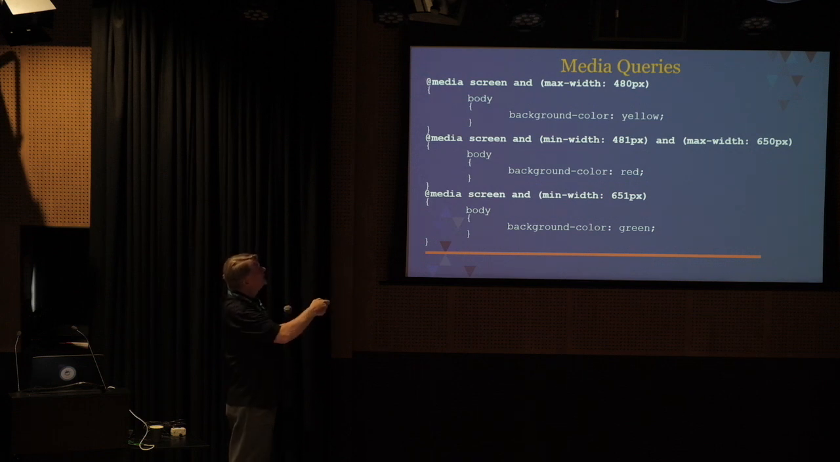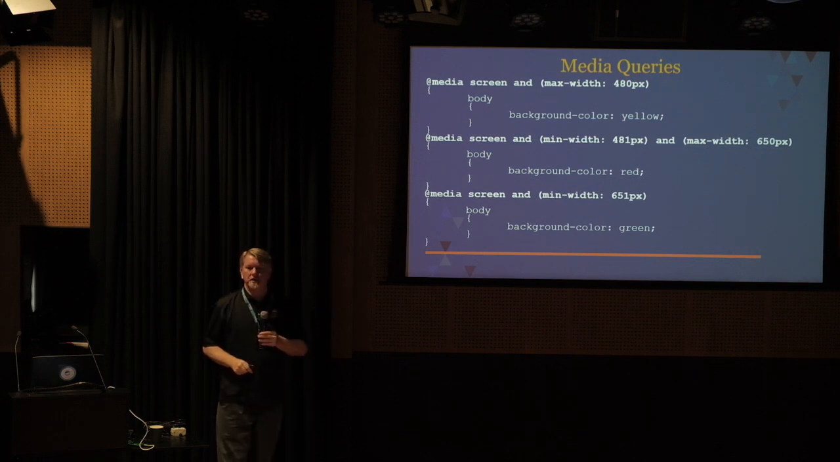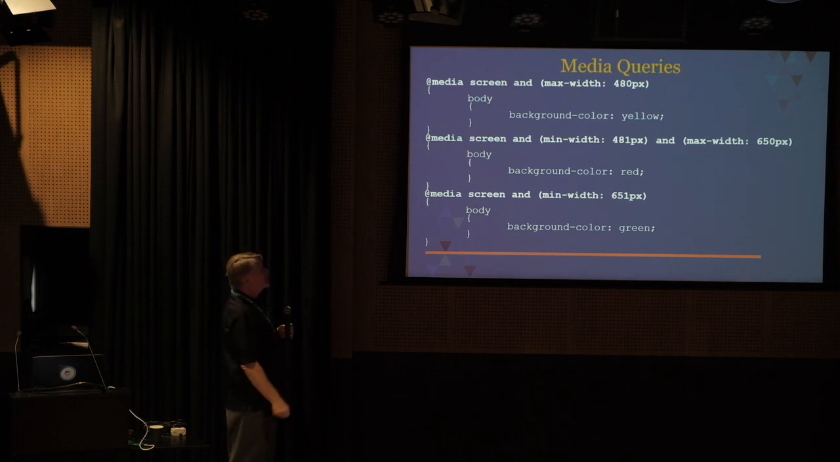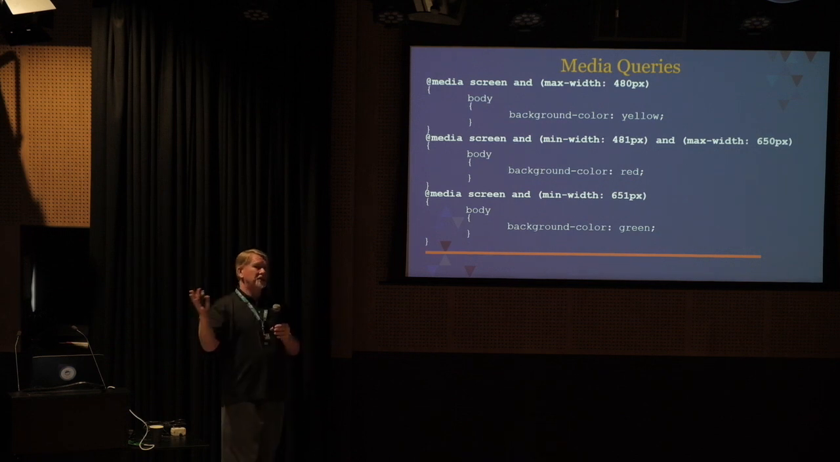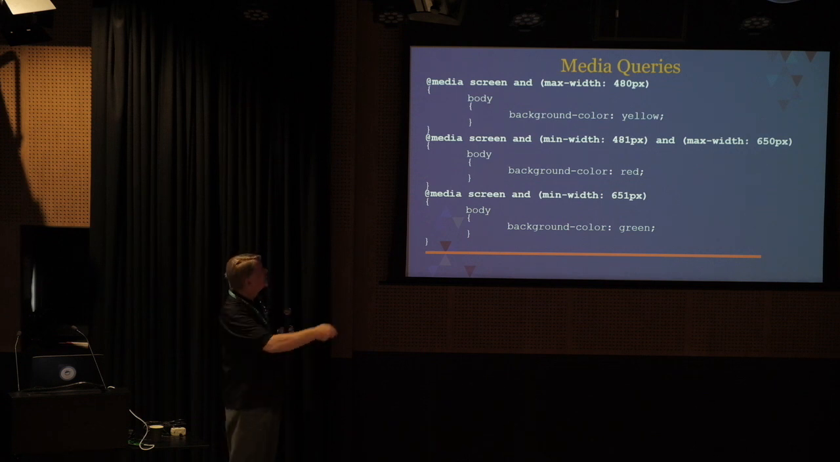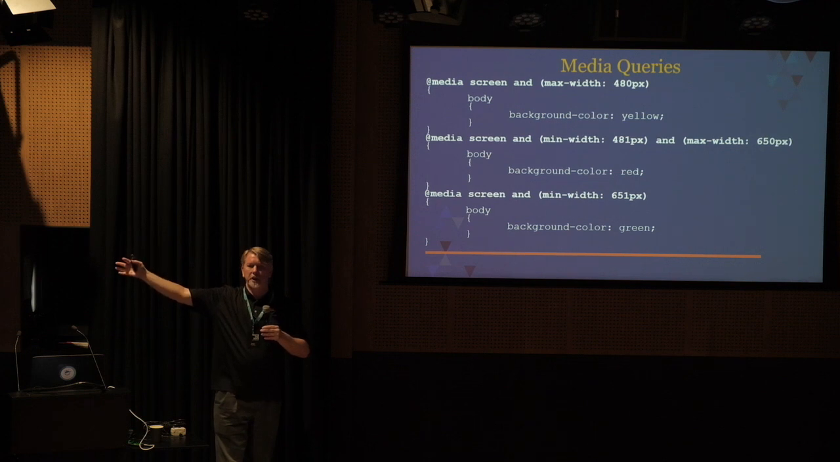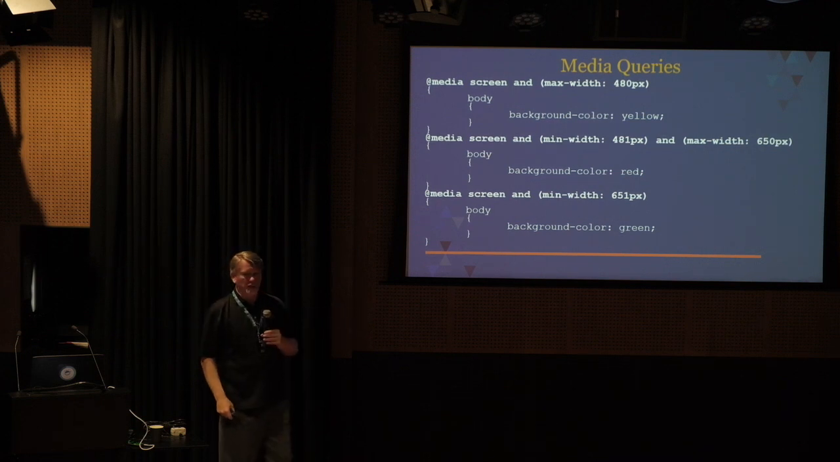It says at media, screen, meaning anything with a glass surface, and max width, 480 pixels. So that's going to be a small phone. And then I tell it, render the background color as yellow. But then it tests and says, well, if the screen is wider than 480 pixels, but less than 650 pixels, well, this is a higher resolution phone. Well, then I want the background to be red. And if this width is larger than 651 pixels, okay, now we're at a tablet or beyond. Well, now I want the background color to be green.